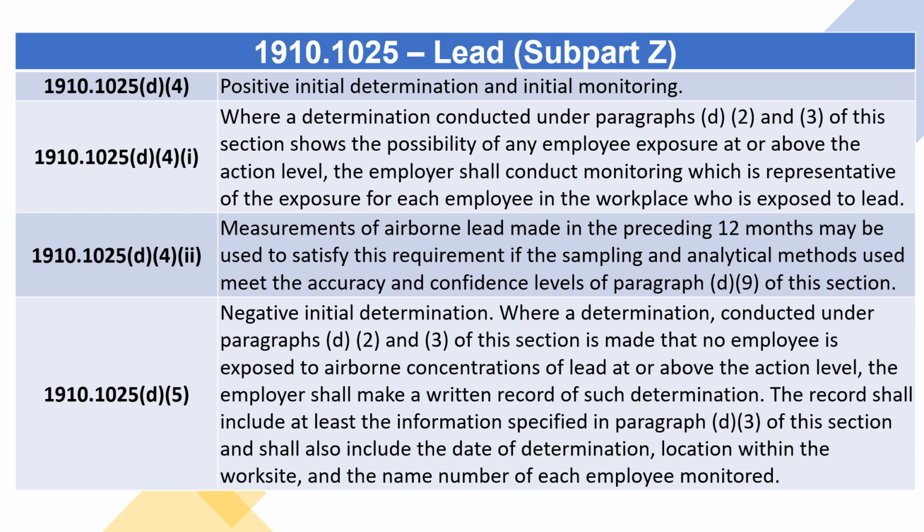1910.1025. D.5. Negative initial determination. Where a determination conducted under paragraphs D.2 and 3 of this section is made that no employee is exposed to airborne concentrations of lead at or above the action level, the employer shall make a written record of such determination. The record shall include at least the information specified in paragraph D.3 of this section and shall also include the date of determination, location within the worksite, and the name and number of each employee monitored.